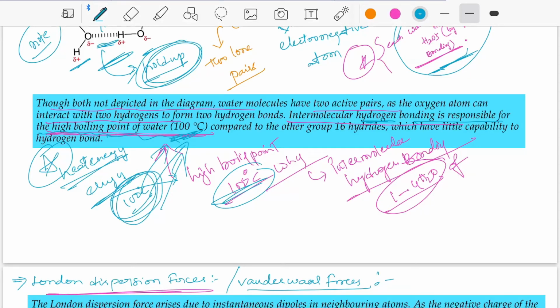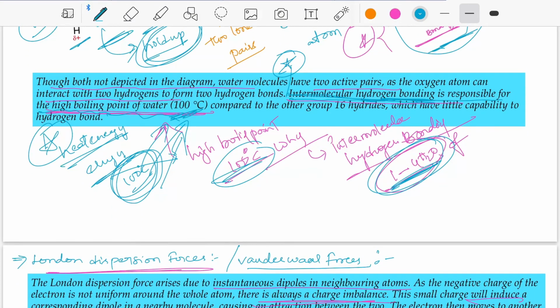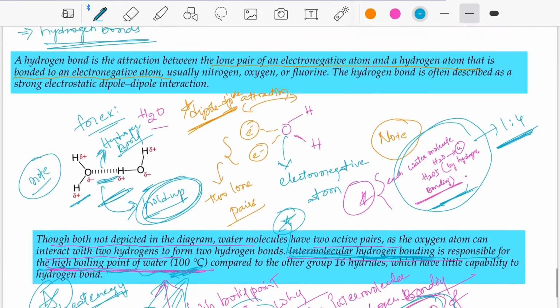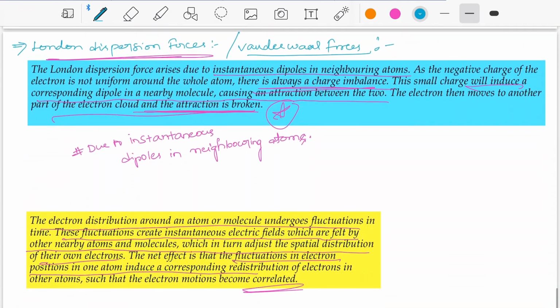Why 100 degrees Celsius? Because of intermolecular hydrogen bonding of one H2O with 4 H2Os. So all are intermolecularly bonded with hydrogen bonding. The next category is the very weak forces, London dispersion forces or van der Waals forces.